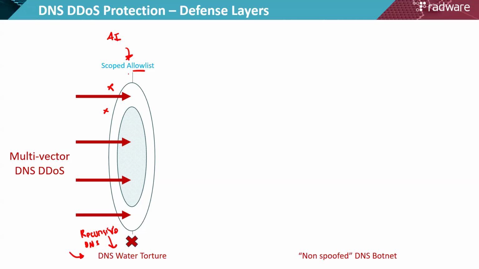So we will learn the input. We will identify whether it is legitimate traffic or a fake request. Based on that, we will simply drop the illegitimate request right at the perimeter. We do not allow those requests to go through. So that is the first one, the scoped allow list, wherein we are blocking or mitigating DNS water torture or recursive DNS kind of attacks.